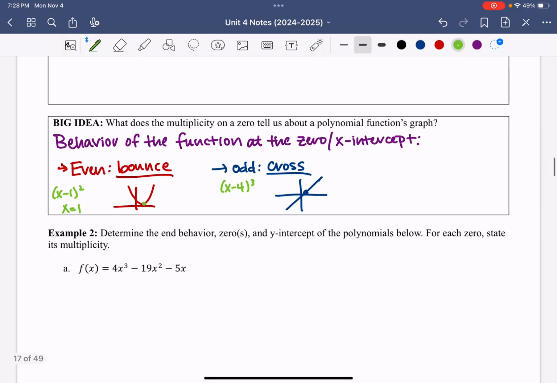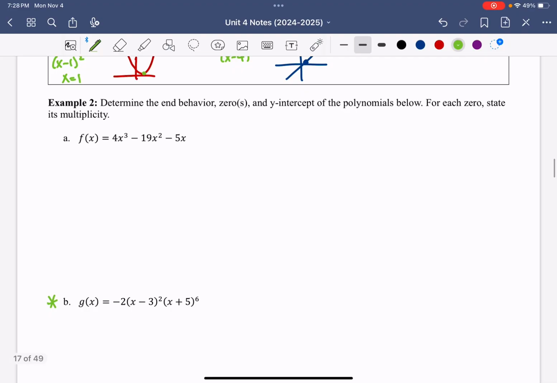So in example 2, we're going to determine the end behavior, the zeros, and the y-intercept of the polynomials. And then for each zero, we're going to state its multiplicity. So we're just starting to find this stuff, okay? We're collecting the information. So first, let's talk end behavior.